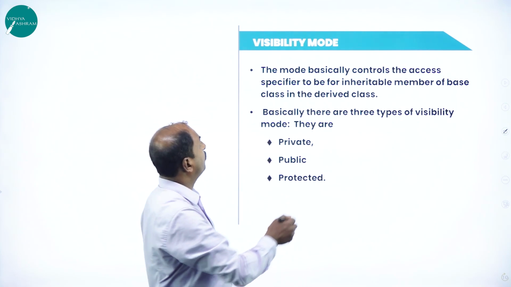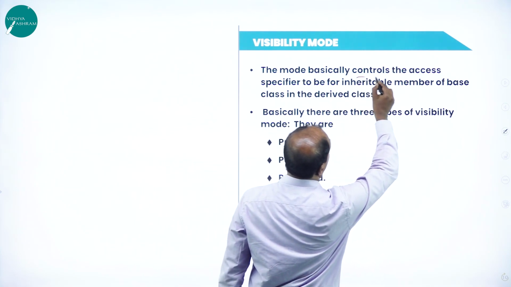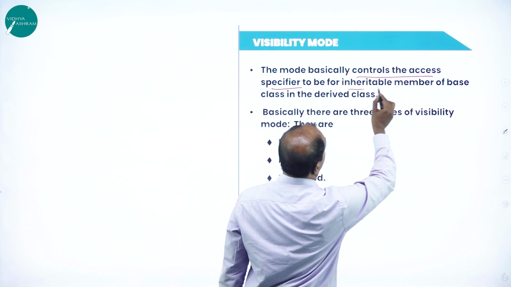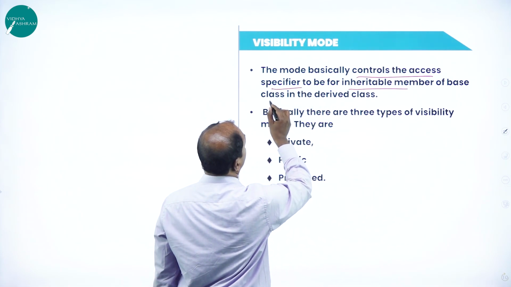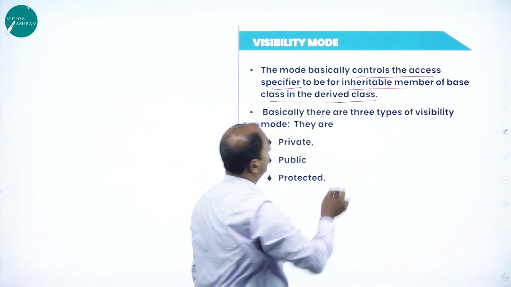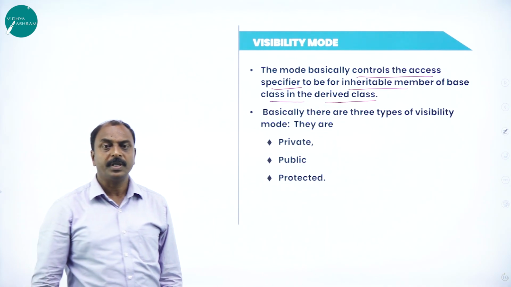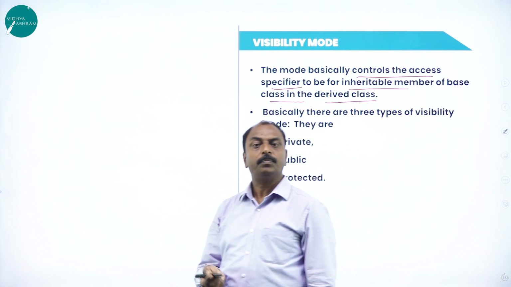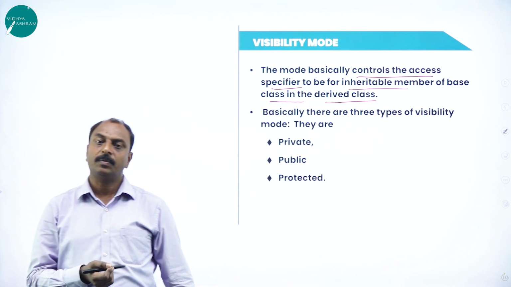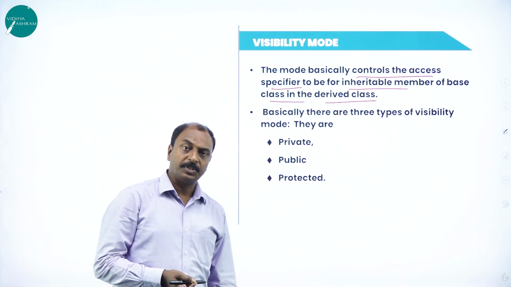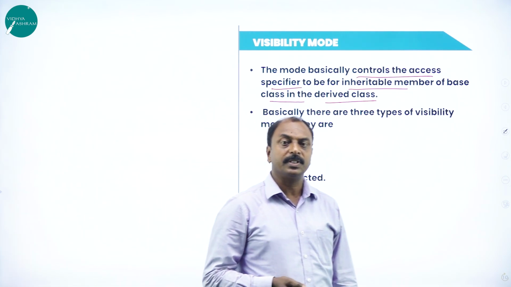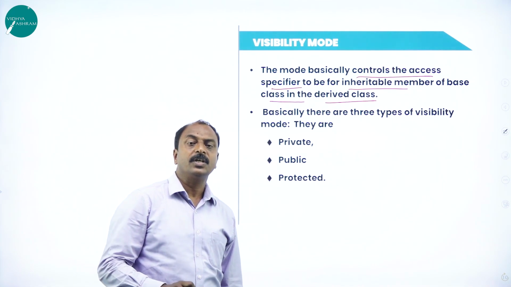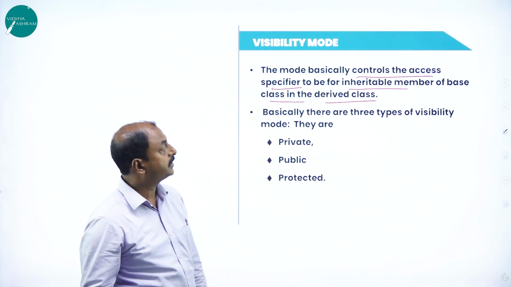So here the mode basically controls the access specifier for inherited members of the base class in the derived class. So what is visibility mode? It is nothing but an access specifier. What we have learned in our previous chapter is that access specifiers are used to control the access of data members or member functions of a class with respect to other classes.